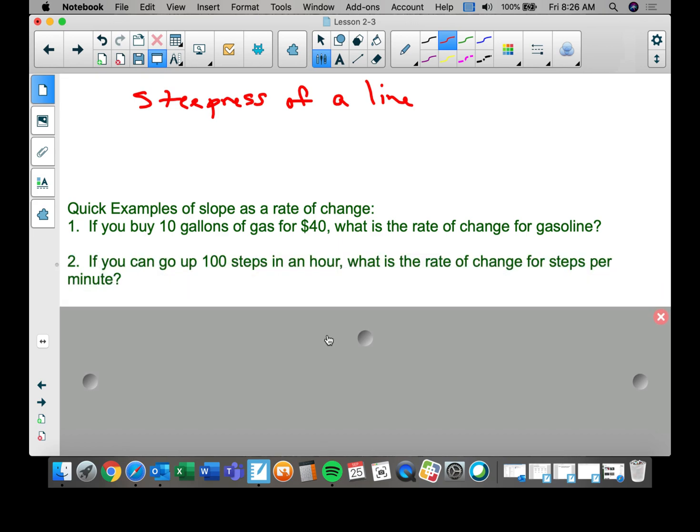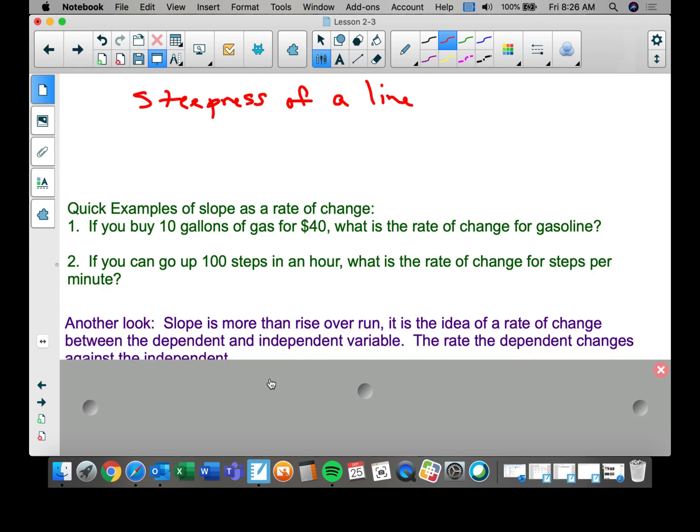Number two, if you go up 100 steps in an hour, what's the rate of change for steps per minute? That means you'd be going 100 steps per 60 minutes, so it'd be 100 per 60. Or if you reduce that, it'd be 10 over 6, and that's your rate, steps per minute.